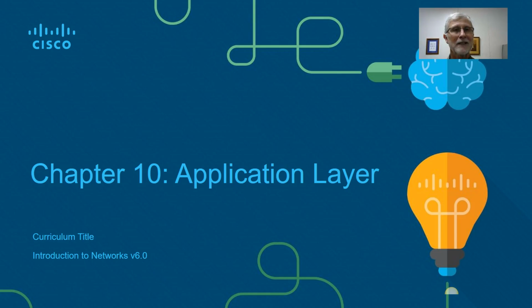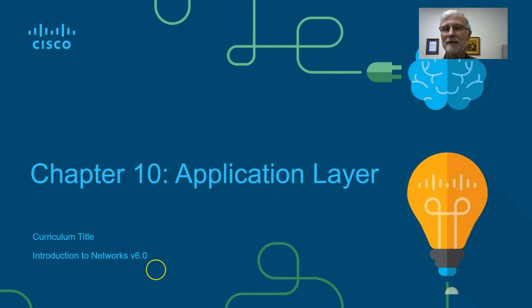Hi, the lecture on Chapter 10, approaching the end. We only got Chapter 10 and 11, and then on to the final. So this one is actually the application. We're at the top of the OSI model, layer 7, all the way to the top.